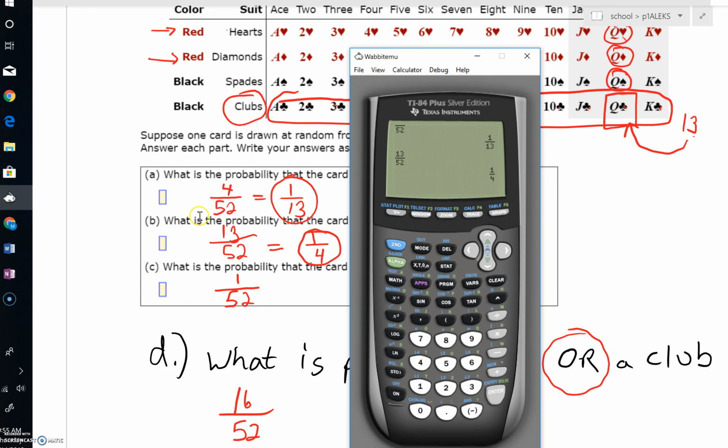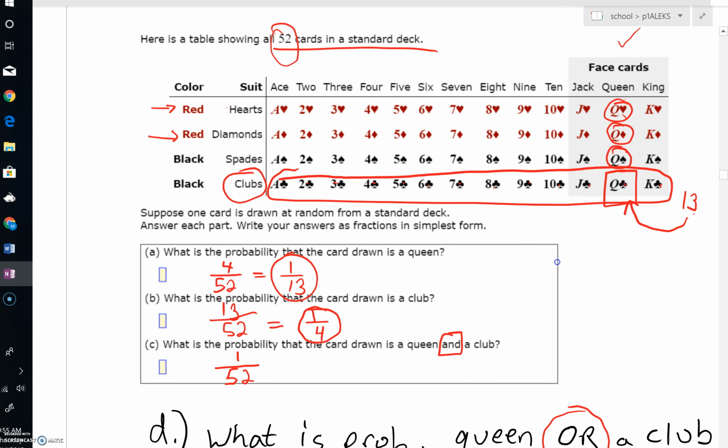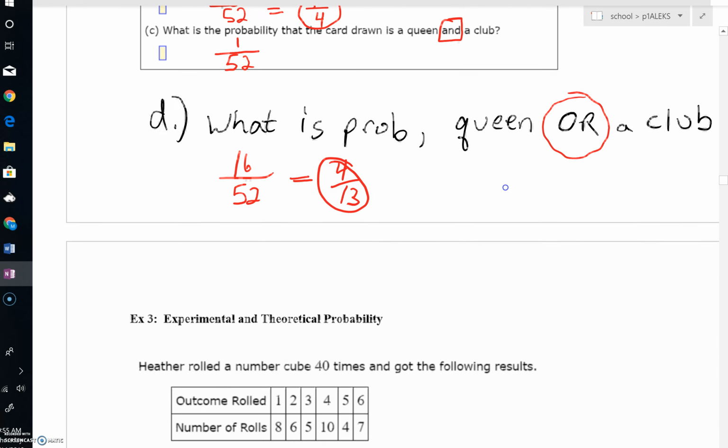So once again, what can we do? Well, we can just do a second enter, bring this back, go 16 over 52. You would get 4 over 13. Okay, so you'll always get that picture of the deck, thank goodness.